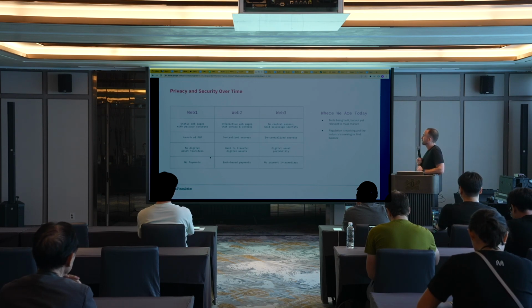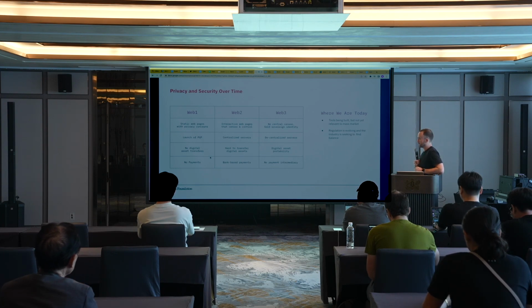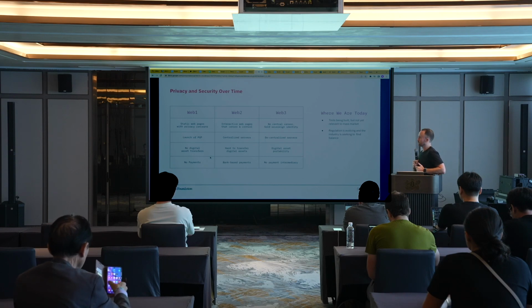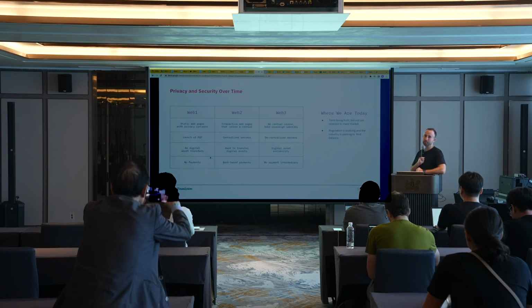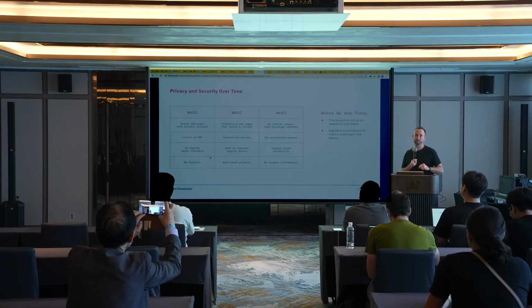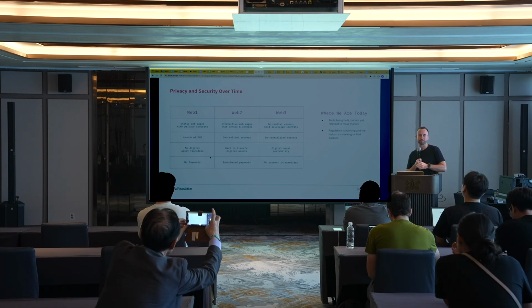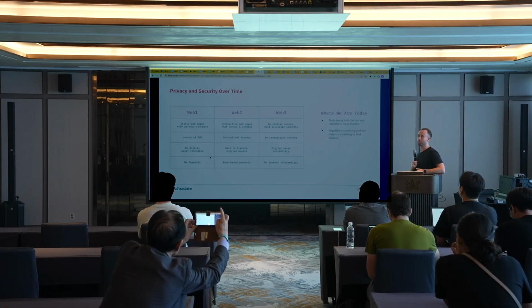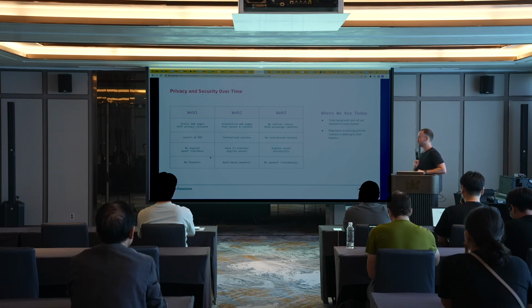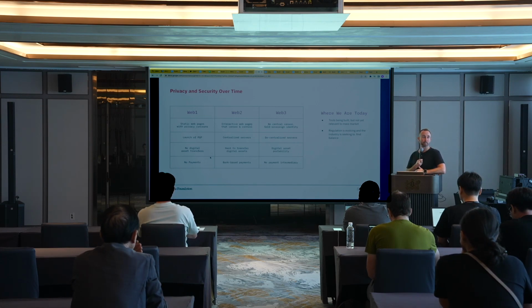So this is about the evolution of privacy and security over time. With Web 1, we had static web pages with privacy concerns. PGP launched. We had no payments. I mean, ideally, the internet would have launched with payments and privacy, but it took off, and those features were never built in. But I do think that they were in the ideology of the early builders of the internet.